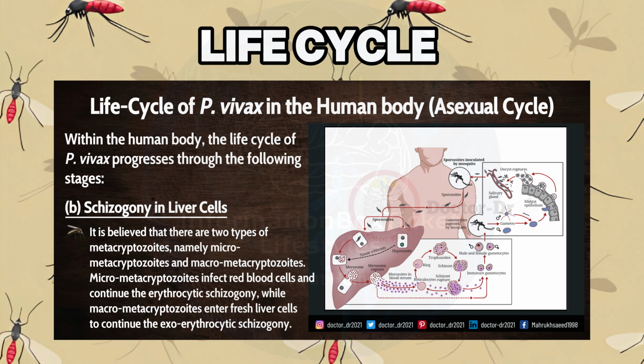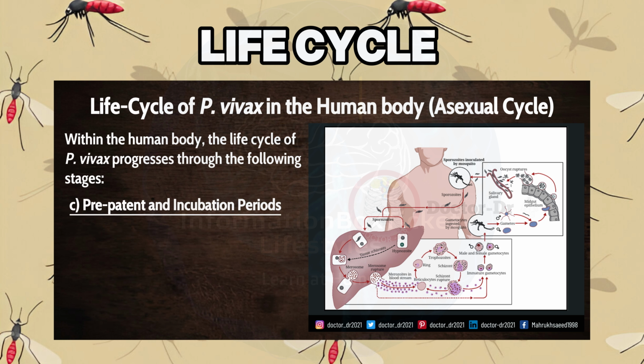It is believed that there are 2 types of metacryptozoites, namely micrometacryptozoites and macrometacryptozoites. Micrometacryptozoites infect red blood cells and continue the erythrocytic schizogony, while macrometacryptozoites enter fresh liver cells to continue the exoerythrocytic schizogony.